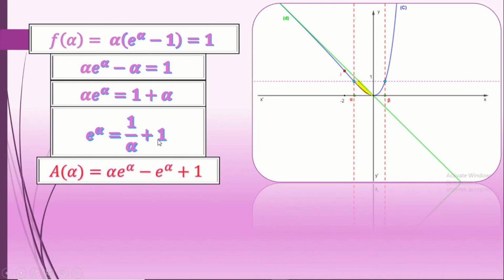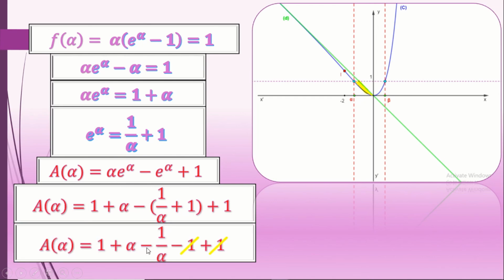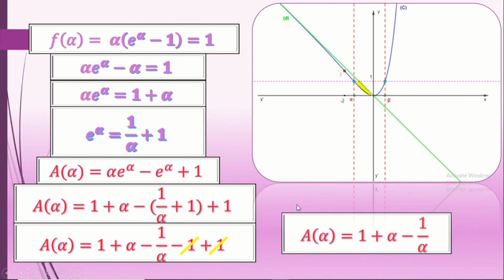Well, now we just replace them by their values. We have just proved that A of alpha is equal to alpha e^alpha minus e^alpha plus 1. We can replace alpha e^alpha here by 1 plus alpha, and e^alpha by 1 over alpha plus 1. Plus 1, we copy it as you see, the same. Now here it's equal to 1 plus alpha. Here we multiply by minus, so it's minus 1 over alpha minus 1 plus 1. Note that minus 1 plus 1 is cancelled. Therefore, we can say that the area of this region is A of alpha equals 1 plus alpha minus 1 over alpha.